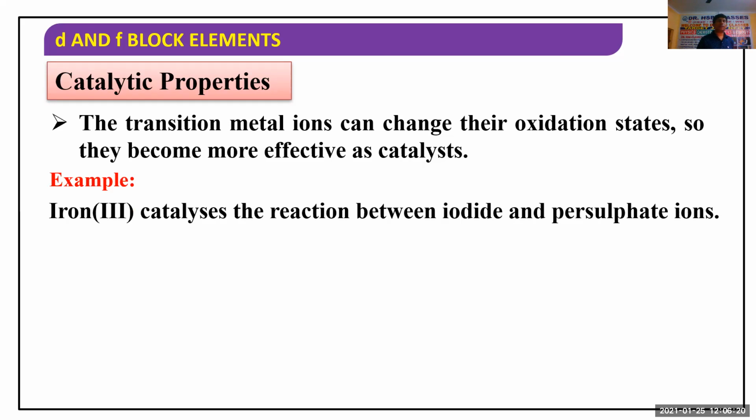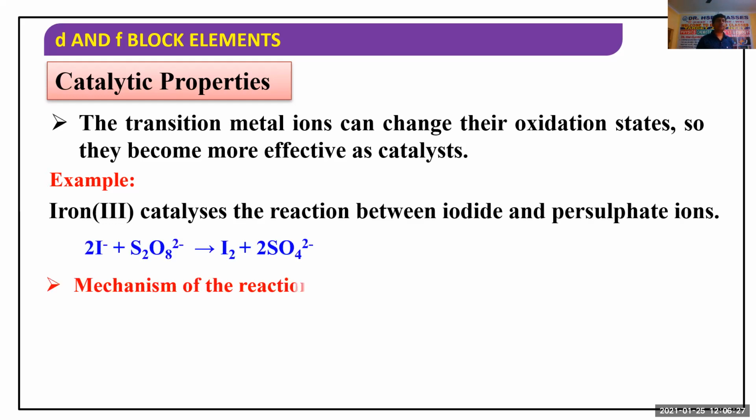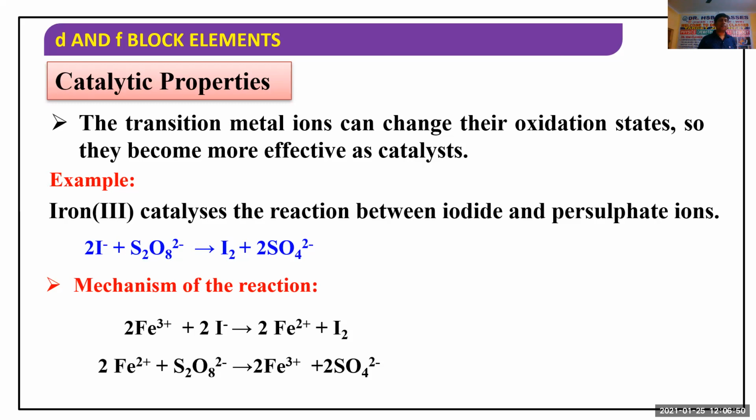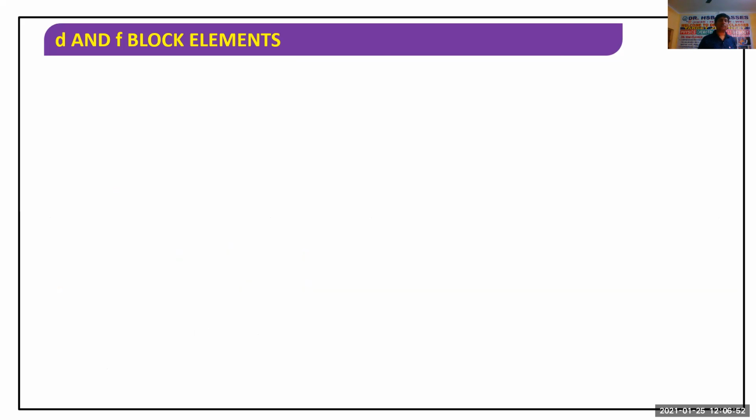Iron(III) catalysis in the reaction between iodide and persulfate ions, like this. S2O8 2- is the persulfate or peroxydisulfate. Mechanism of the reaction: Fe3+ can accept one electron to form Fe2+. Clear? Like this.